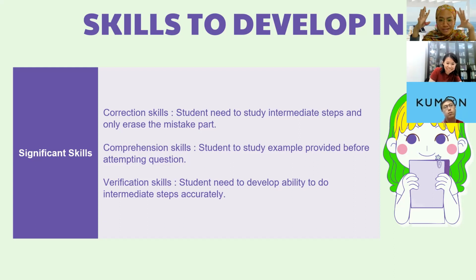I just wanted to understand what the step is, then suddenly he had already gone to side B. For him, it's too fast. You need to hold him a bit, so that when you hold him a bit in correction skill, he will also improve his comprehension skill. This is correction skill together with comprehension, where he needs to study the example before attempting the worksheet. With this, it will improve his intermediate steps.